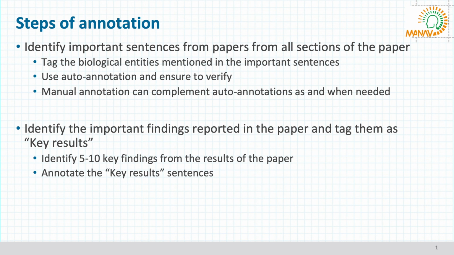To summarize, read the paper, identify all the important sentences and tag the biological entities. Verify the auto annotations and use manual annotations as and when needed. Further, specifically identify 5 to 10 sentences as the key results of the paper. It is recommended not to exceed more than 7 to 10 sentences as key results. Thank you.